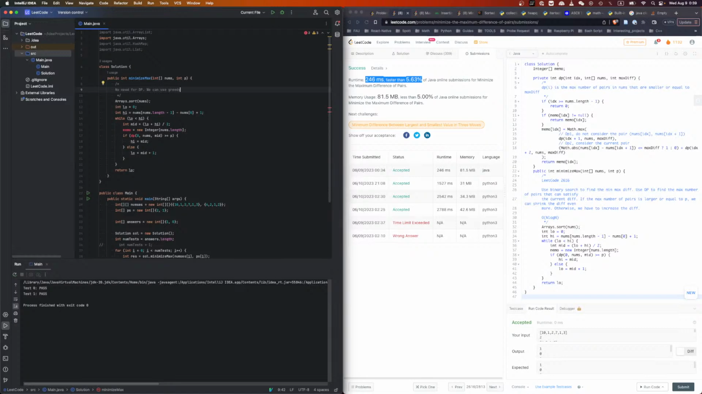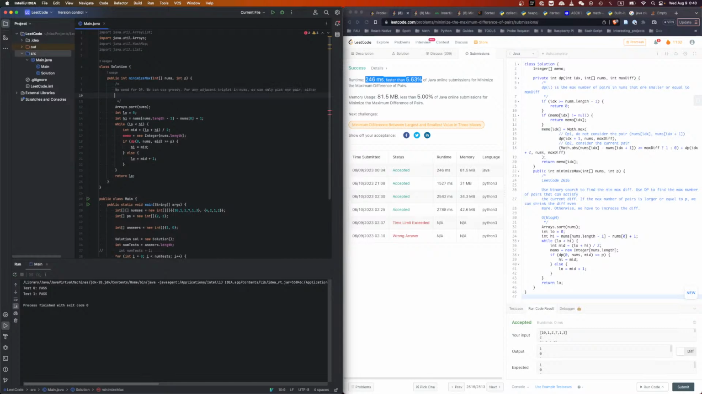Oh, I remember now that I read it, I remember it. We can use greedy because for any adjacent triplet in nums, we can only pick one pair, either A0 A1 or A1 A2, right? Thus, it doesn't matter which pair we pick.